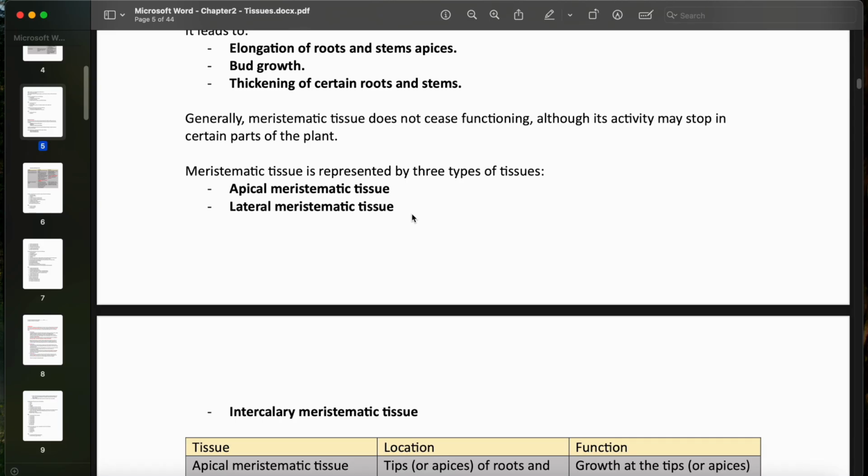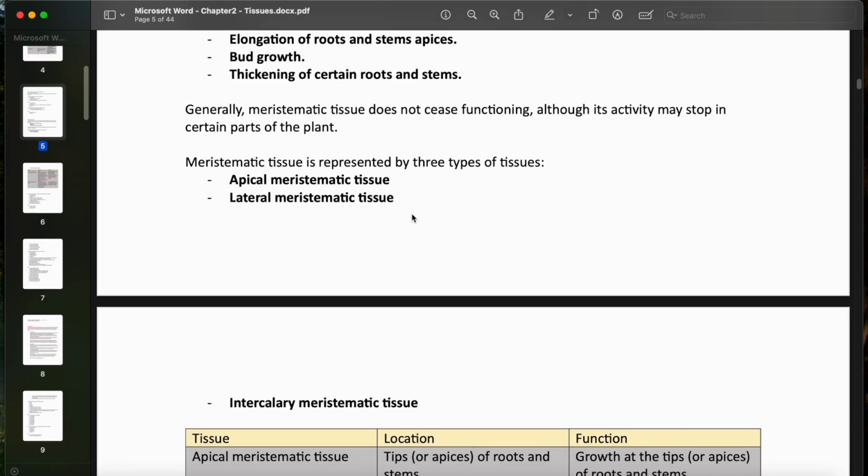Generally speaking, meristematic tissue does not cease functioning, okay? They don't cease functioning, although their activity may stop in certain parts of the plant. They may stop in certain parts, but in other parts, they continue functioning.